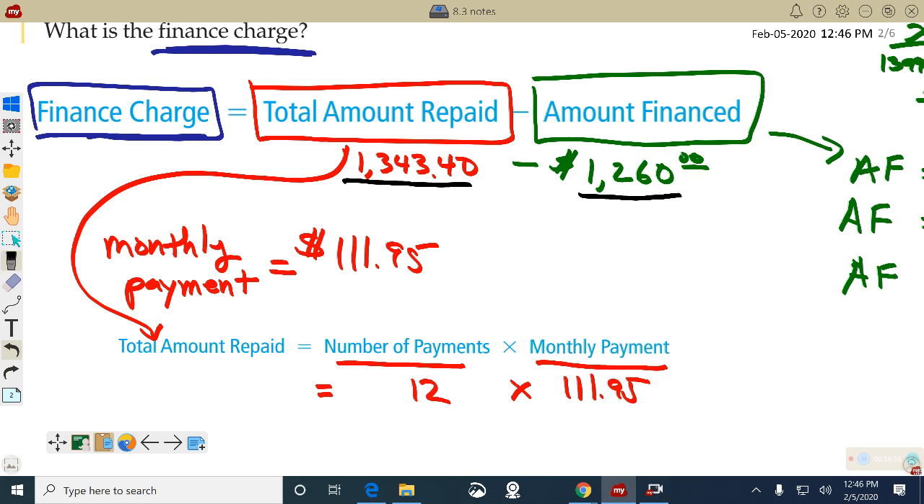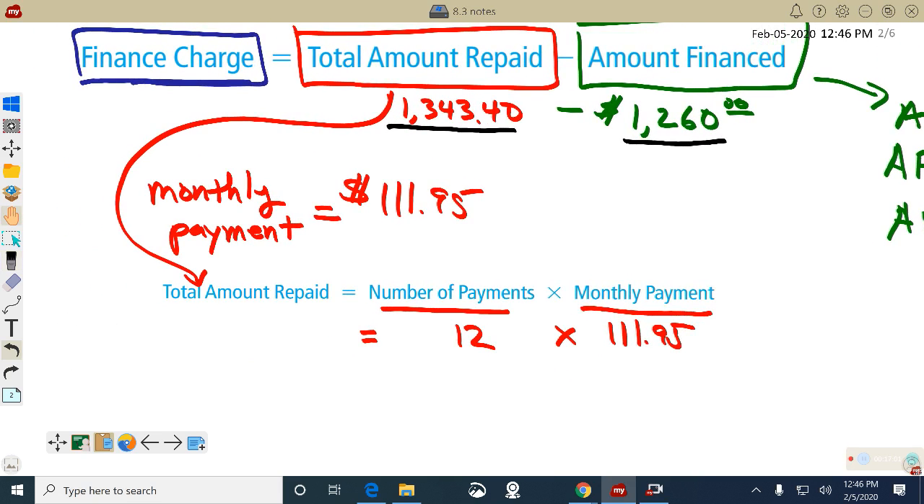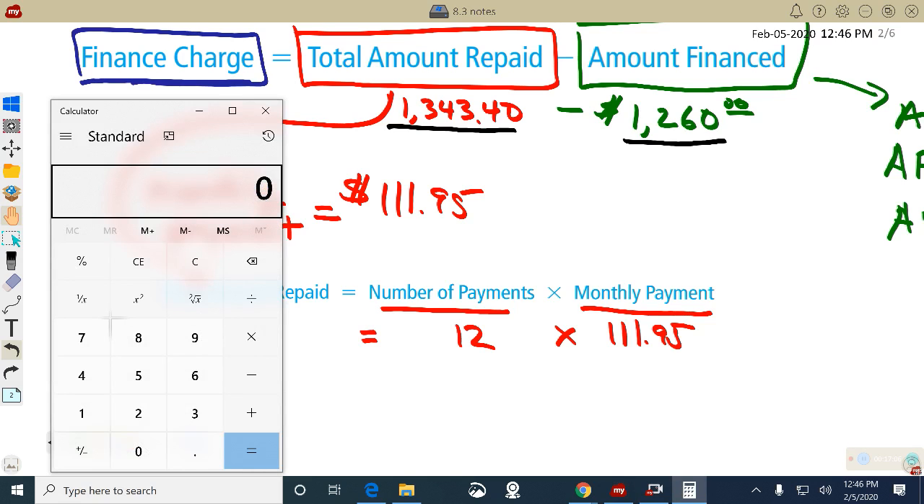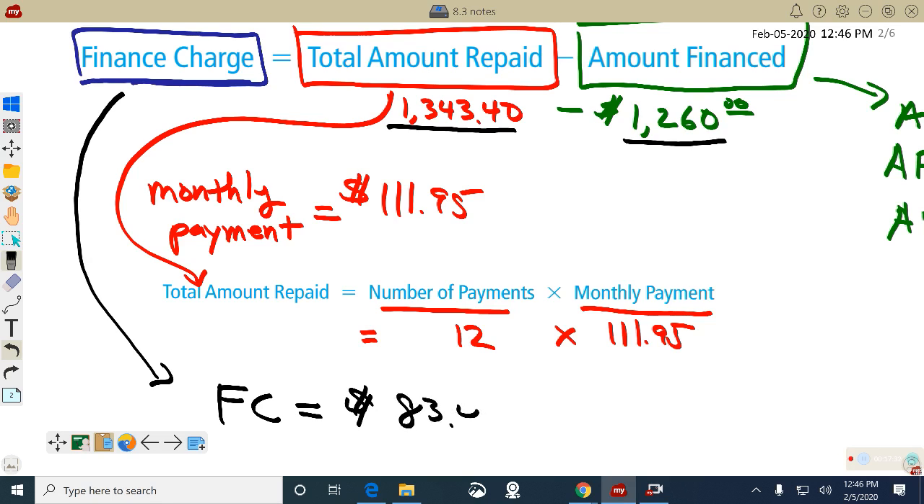1343 minus 1260. Get my calc. Maybe not. 83.4. So that's $83 and 40 cents. So the finance charge here, I'll put it down here in black. I'll put FC, finance charge, is I just subtracted the red from the green. So once you subtract one of them, that's what the bank makes, the finance charge. For lending Blake and Jacqueline what's in green, it's $83.40.